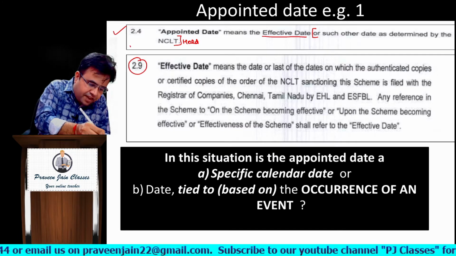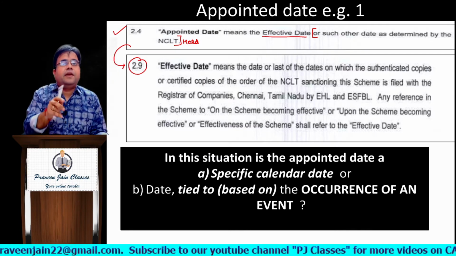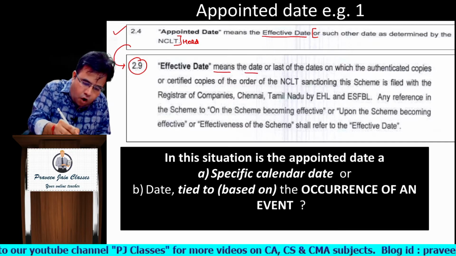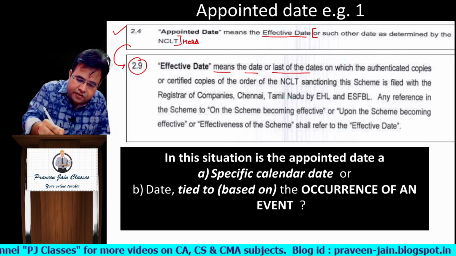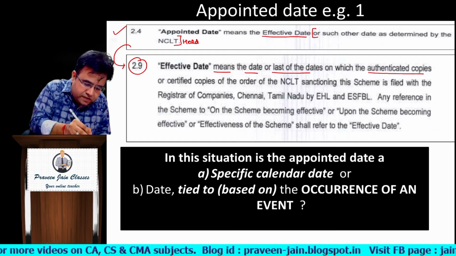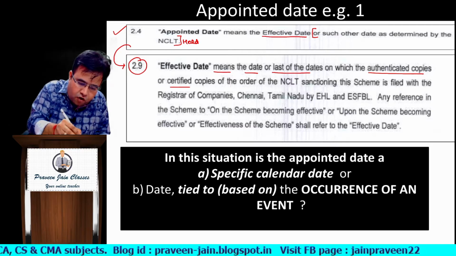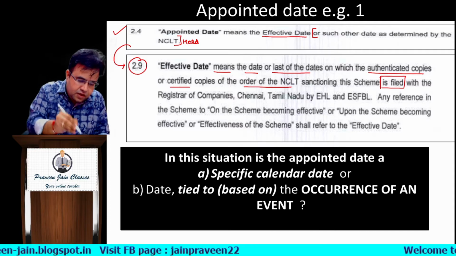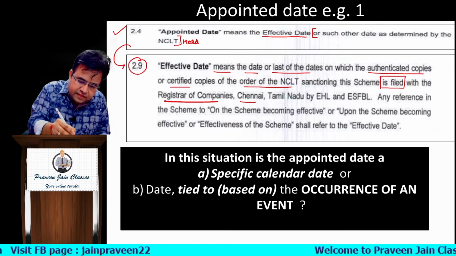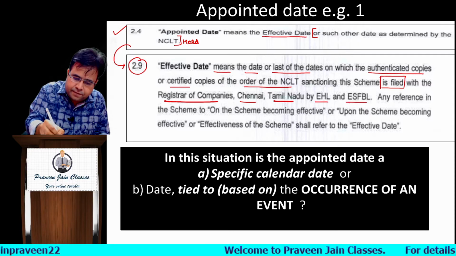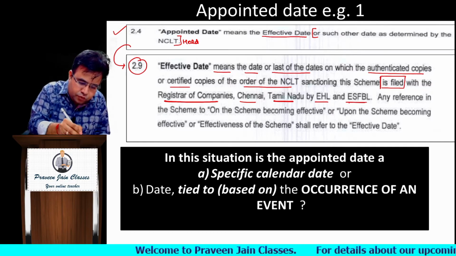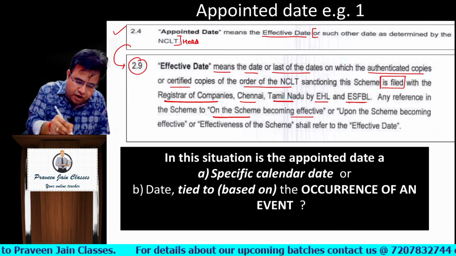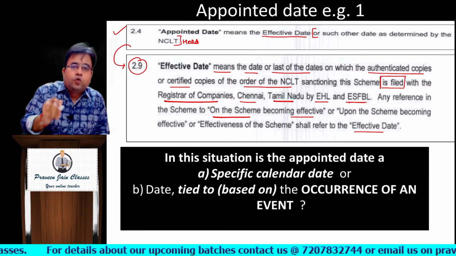Second, when we have seen the definition clause in the same agreement with respect to effective date, what they are saying, sir? Effective date means the date or the last of the dates on which authenticated copies or certified copies of the order of NCLT sanctioning the scheme is filed with the ROC Chennai, Tamil Nadu, by both the companies. Any references in the scheme to on the scheme becoming effective or upon the scheme becoming effective or effectiveness of the scheme shall be referred to that particular date, sir.